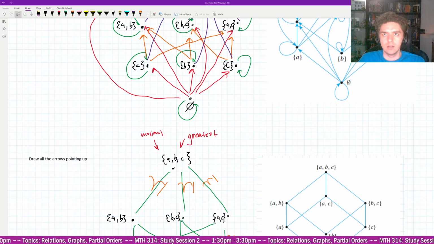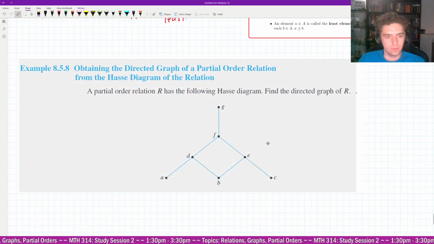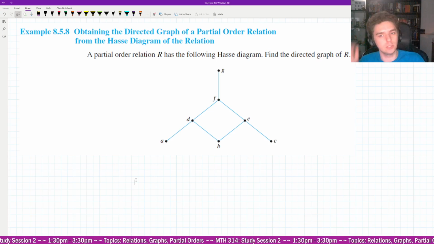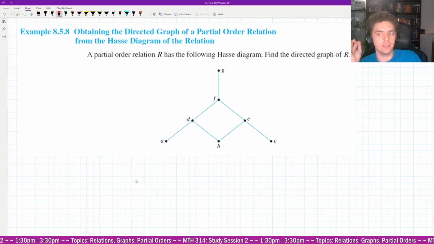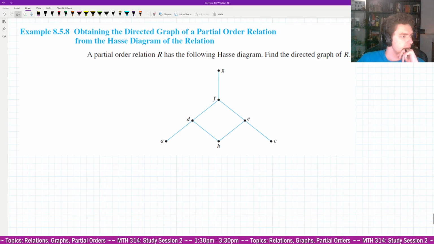So here we have a partial order relation R with the following Hasse diagram. Find the directed graph. Let's actually define the relation. Let's say we had one element which did not share a transitive relation.